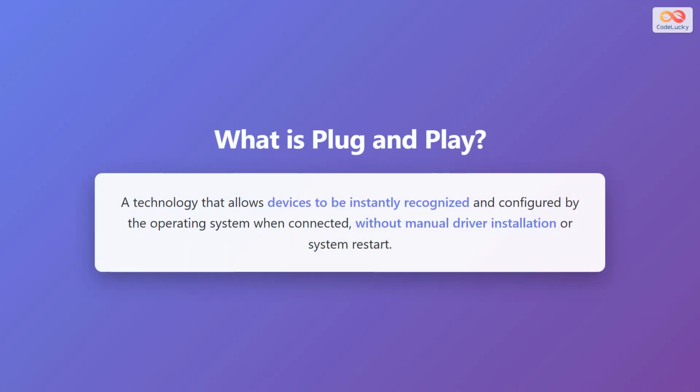Plug and play is a technology that enables your computer to instantly recognize and configure devices without requiring you to manually install drivers or restart your system. In simple terms, it means you can connect a device to your computer and start using it immediately. The operating system automatically detects what device you have connected and figures out how to make it work.